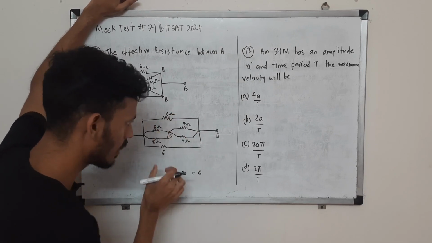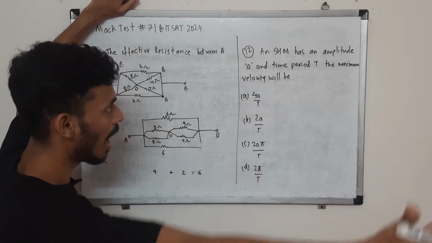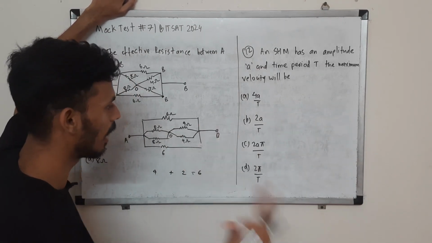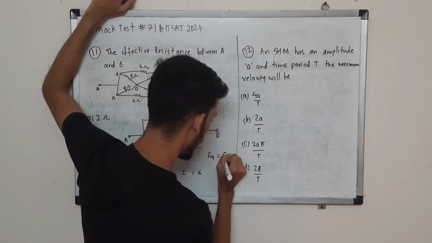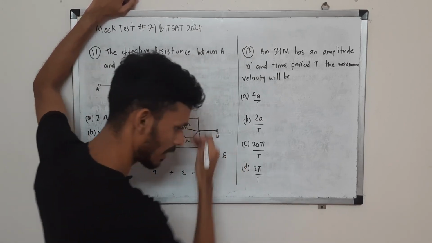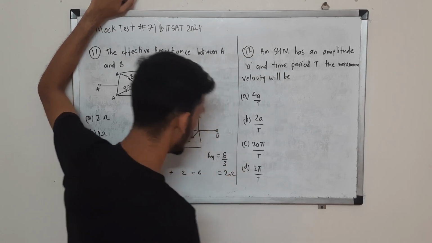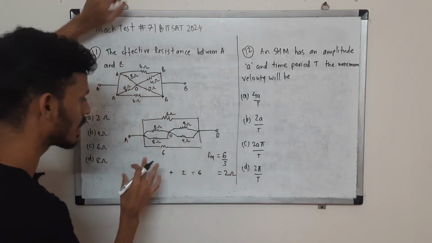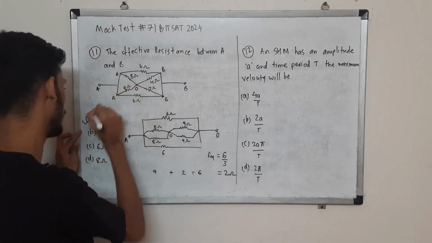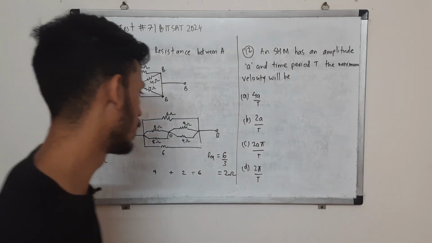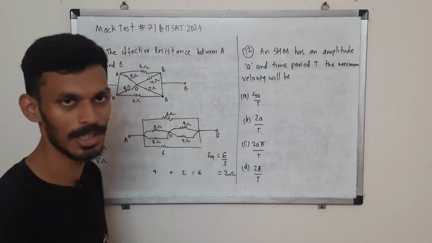So 6, 6, 6 in parallel, 6 by 3. If you have R in parallel n times, it is R by n. So the equivalent resistance is 6, and the number of branches is 3, so 6 by 3, it's basically 2 ohms. You can solve it in your own ways. The circuit is simplified for you. I just did it as a speed run, or you can just try it yourself. You'll reach the same answer.